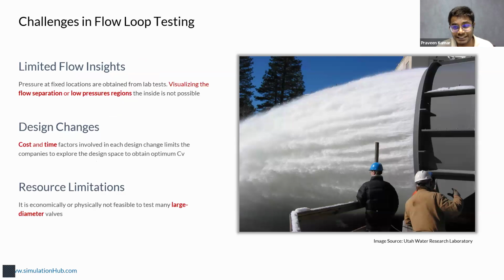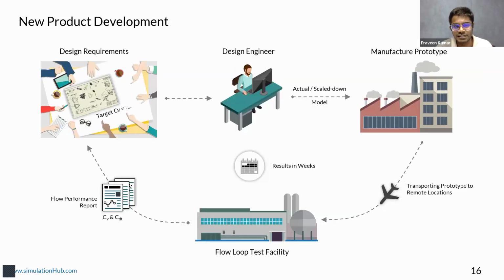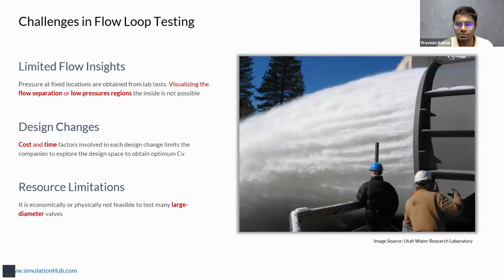Another challenge is limited flow insights. What you get from the flow loop test facility is the report, which has a CV value, but it doesn't tell you what went wrong with the first design or the baseline design, where you need to do the changes, how to improve your design. So based on just your past experience, you make a guesswork and do some changes. That is a limiting factor. What went wrong? Where is there flow separation, where did more pressure drop happen? How can I improve the CV? That information is missing.